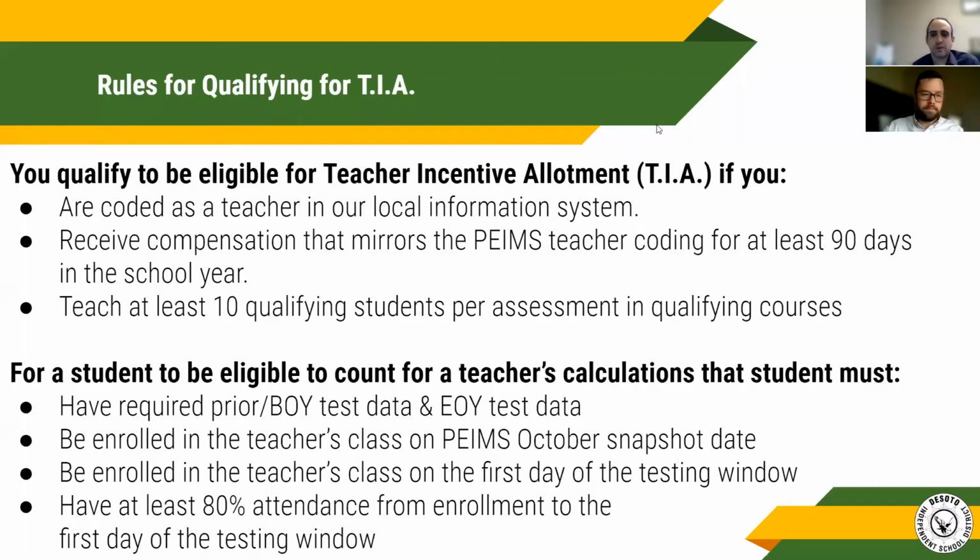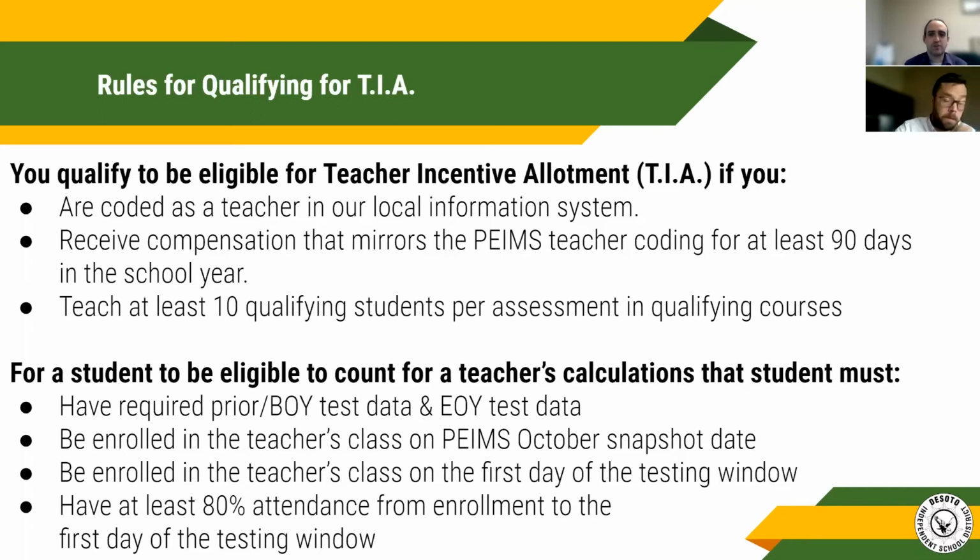So good afternoon. We just want to go through quickly what are the rules that TIA and our system have for teachers qualifying to get a designation. So the first three are things around requirements that a teacher has to meet. And a lot of that is how you're coded in the number of teachers that you teach, the number of students that you teach. So in order to be eligible for a distinction through TIA, you do have to be coded as a teacher in our student information system, which is TEAMS.